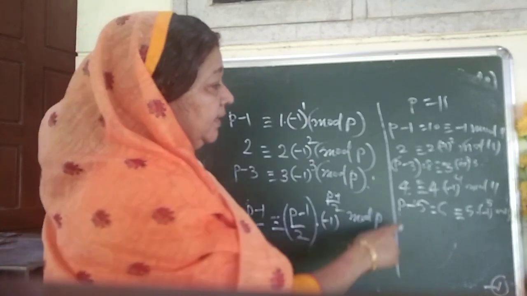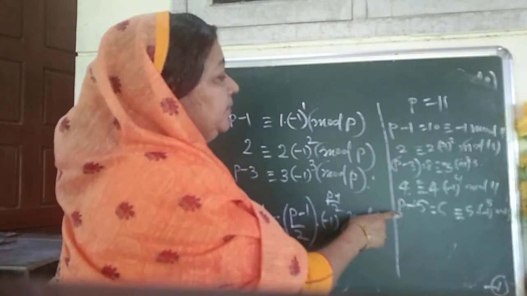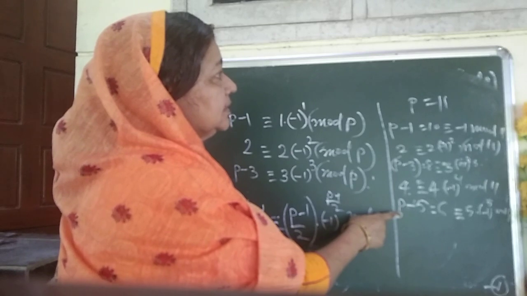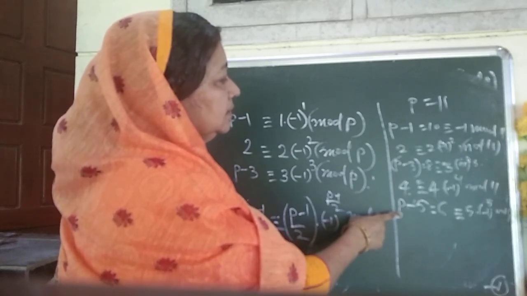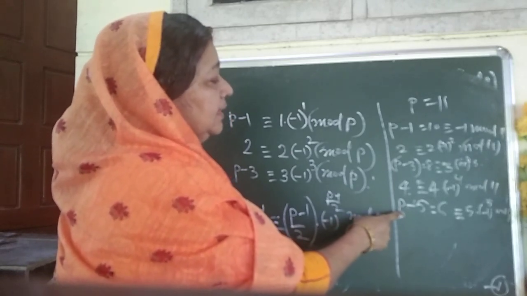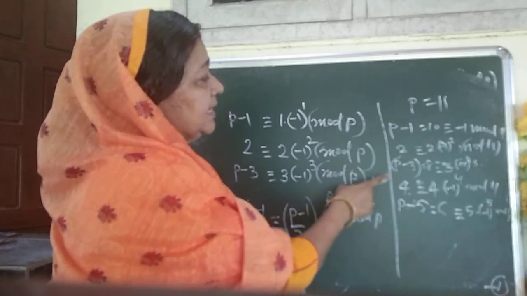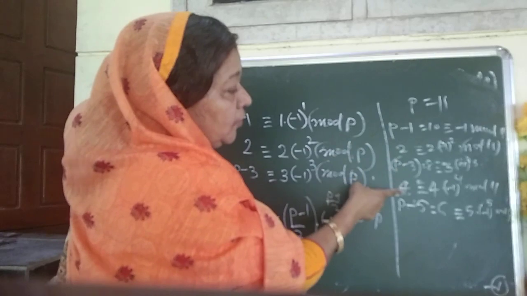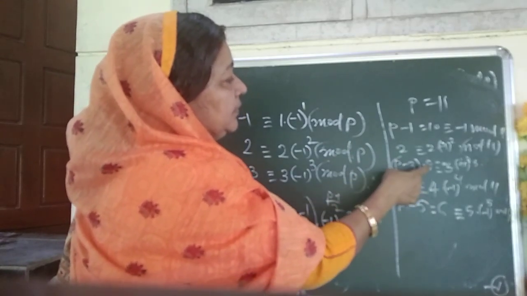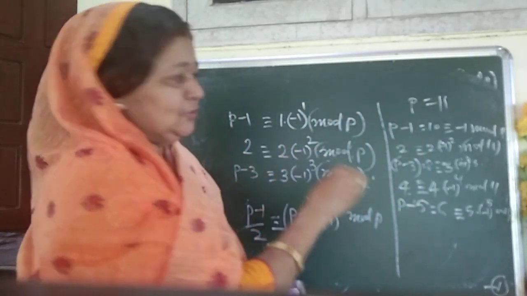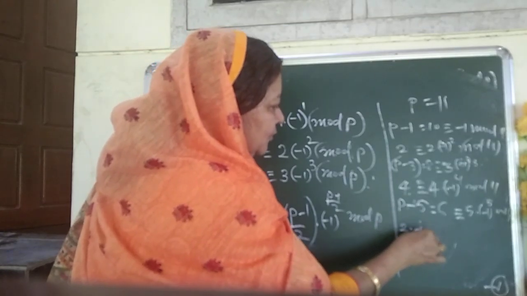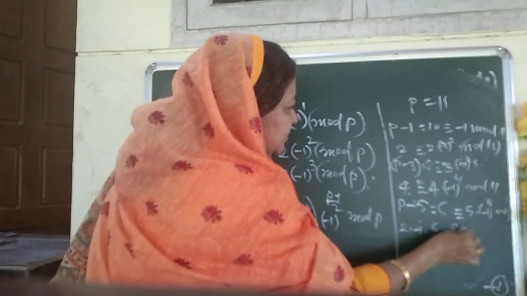Then we have p minus 6, which is equal to p minus 5. Yes. Then the next number is 6. 6 is here. So we see that 2 into 4 into 6 into 8 into 10.